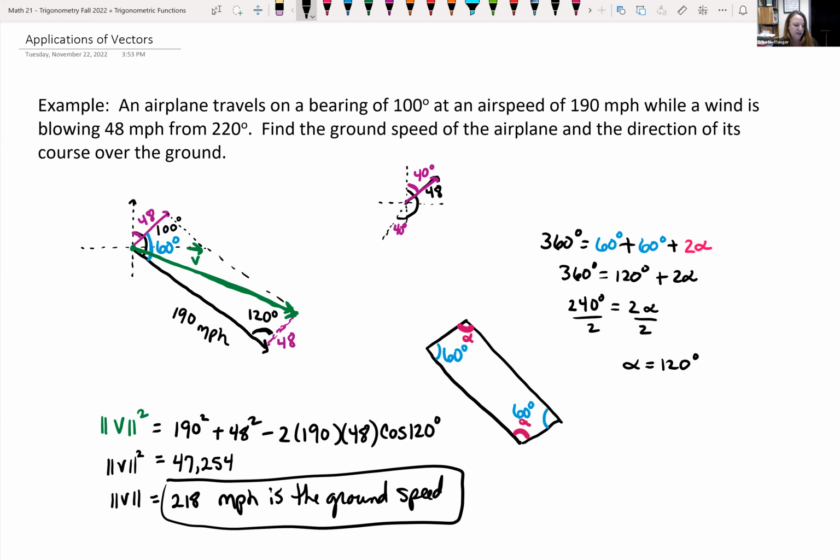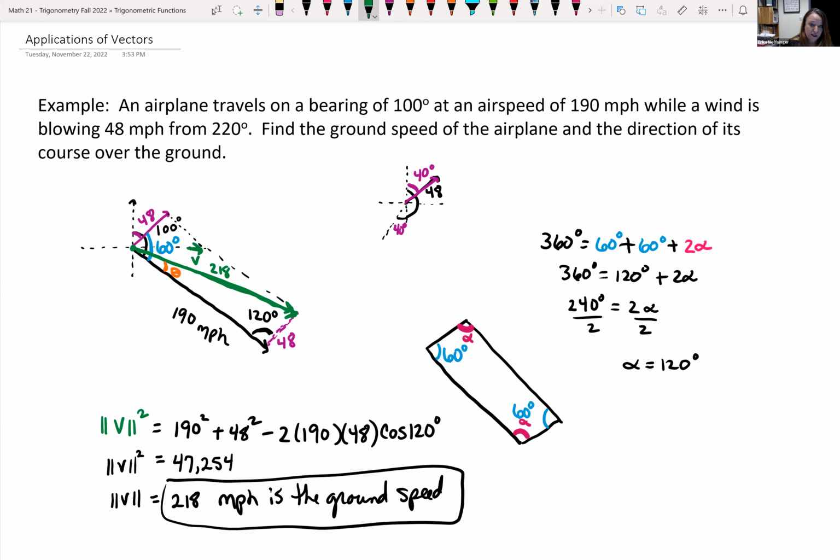And so now I want to look at my course. I need to figure out what an angle is. If I could find this angle in here, theta, then I can take that 100 degrees minus my theta to get me my course. Notice that I have the opposite side of the angle that I'm trying to find, and we just found that that resultant vector was 218.